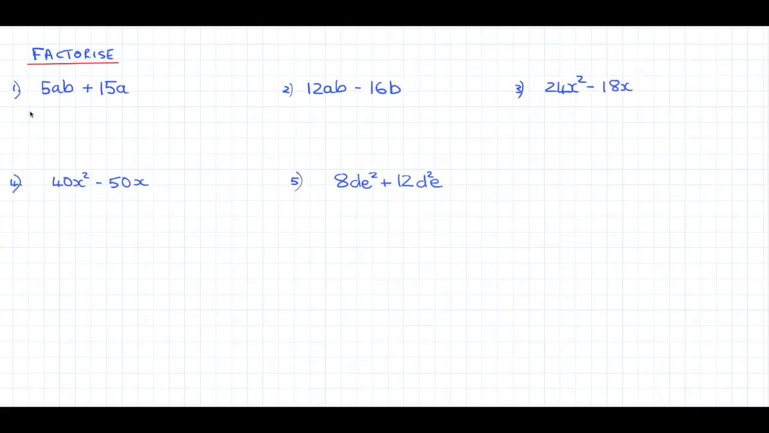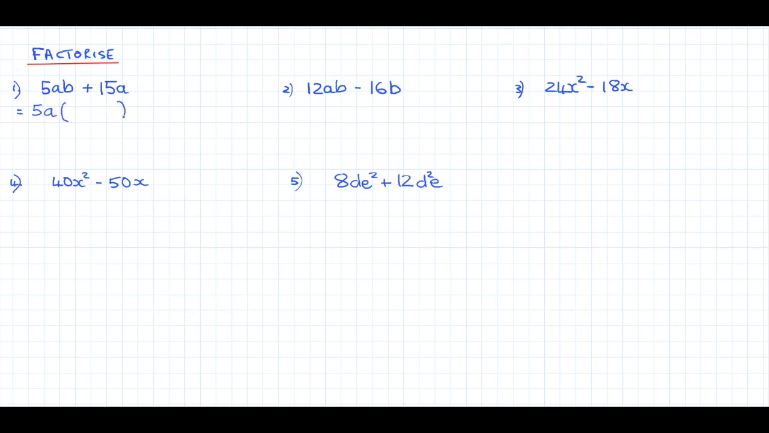Okay, so let's do some examples on factorisation. Factorise, bring the brackets back. So let's do that. We're going to try and bring the brackets back. What you would do is look at your numbers first of all, 5 and 15. Can you think of a number that divides into 5 and into 15? 5. Now here we have A times B and here we have A. So A is common to both. We're going to put 5A.